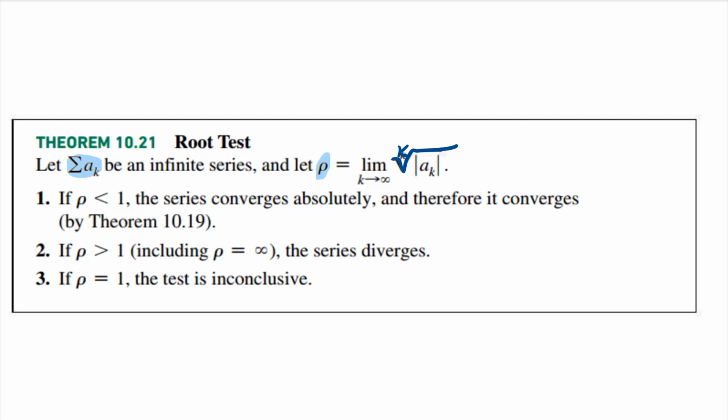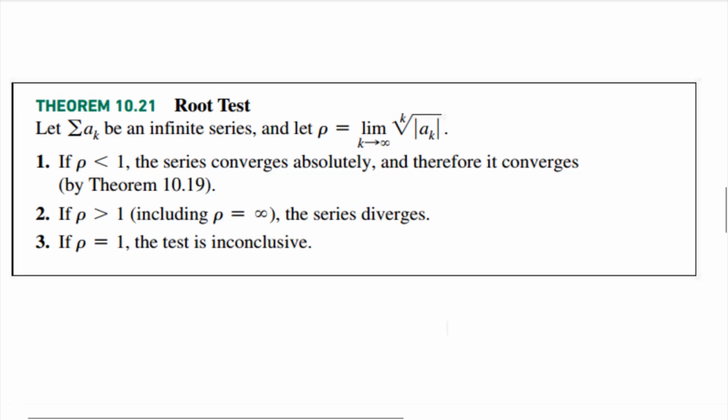As before, remember how we called it R before? Now we're calling it rho. If it's less than 1, the series converges absolutely. If it's greater than 1, including infinity, the series diverges. And if rho is equal to 1, the test is inconclusive. So if we see a lot of exponents in a sum, we're like, well, this might be a great spot to start. So let's check it out.